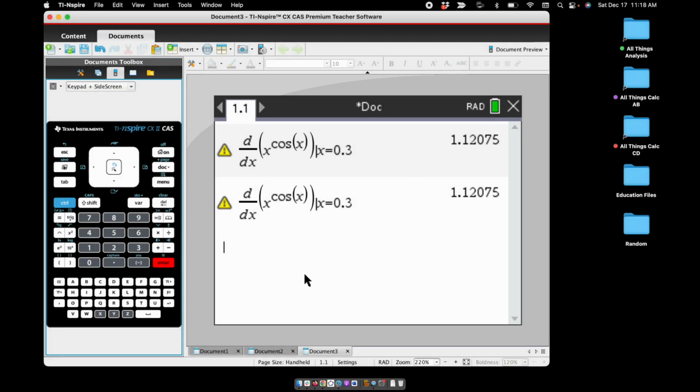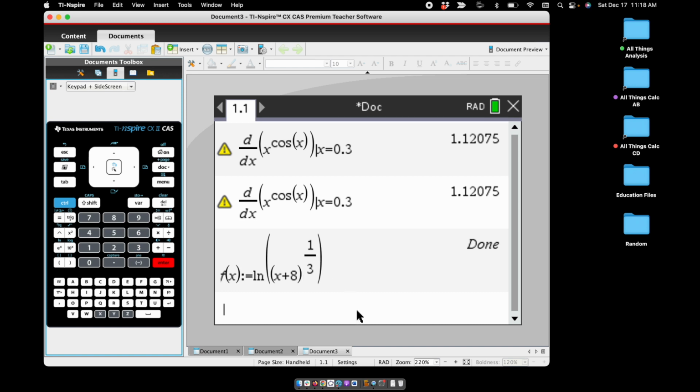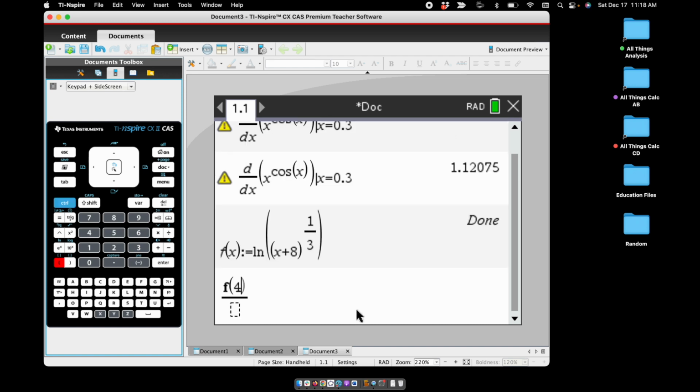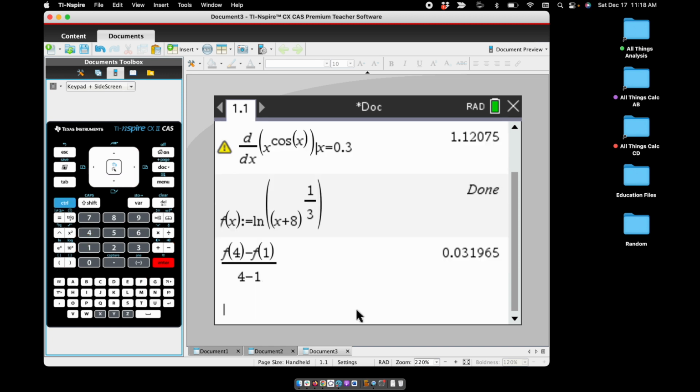So let's see. I'm going to define it, f of x, colon equals is control, and then this guy. Natural log of, I'm going to do to the 1/3 because I don't like using the cube root template. Okay, so this is f of x, and I need to do f of 4 minus f of 1 over 4 minus 1. There we go. All right, so let me put that down. 0.032.